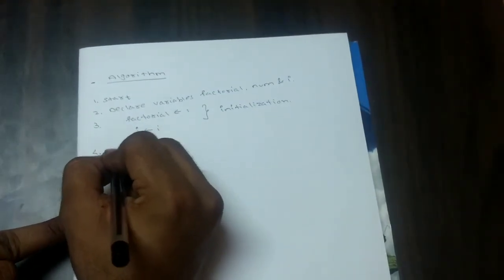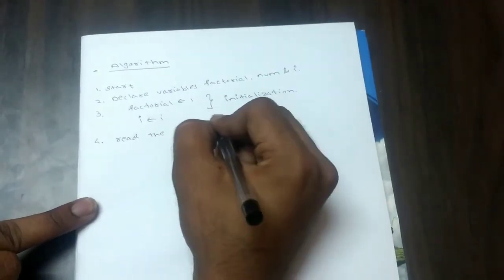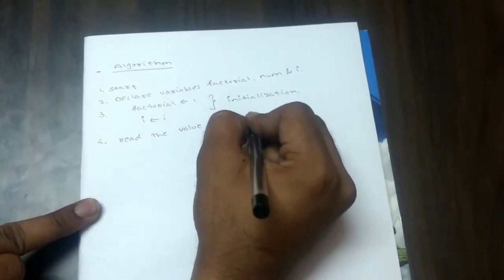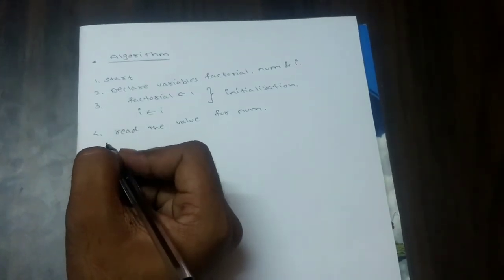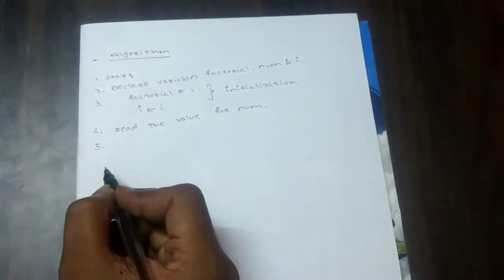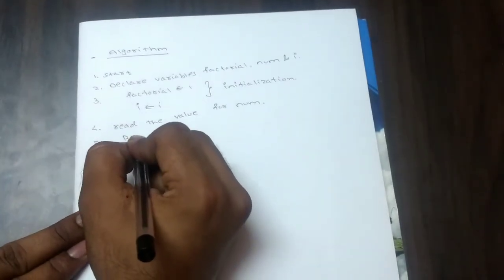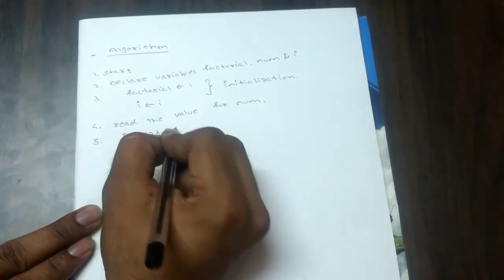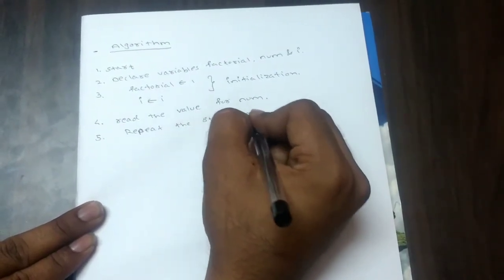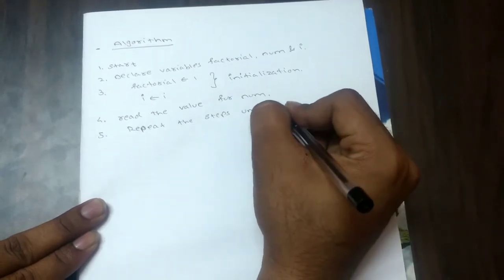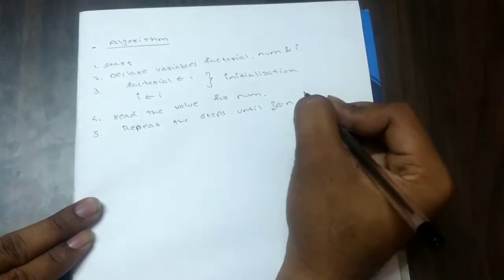So that is, read the value for num. Okay, and the fifth step is where we begin our operations, that is we calculate our factorial. So we have to repeat the steps until I, which is our iteration variable, is less than or equal to n.